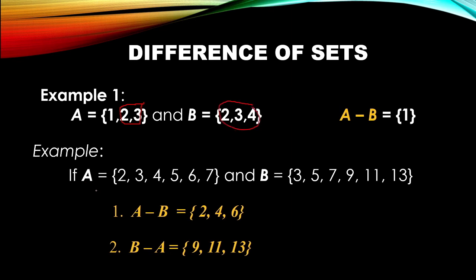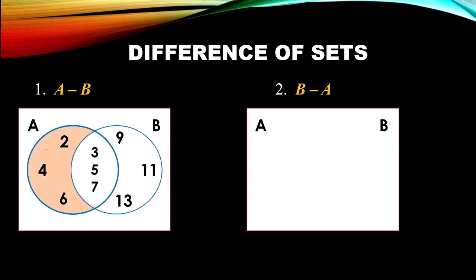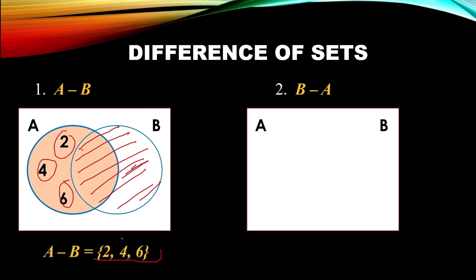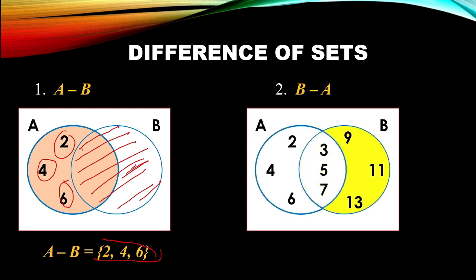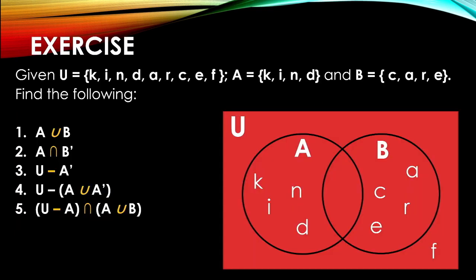Okay. Next, if set A has the elements 2, 3, 4, 5, 6, 7 and set B has the elements 3, 5, 7, 9, 11, 13, A minus B is equal to 2, 4, 6 and B minus A is equal to 9, 11, 13. So using the Venn diagram, A minus B, we are going to subtract all the elements from set B. So ang matitira lang 2, 4, 6. Okay, B minus A. We're going to subtract all the elements from set A. Tatanggalin natin yan lahat, pati common elements nila. So, ang matitira lang is 9, 11, and 13. Okay.